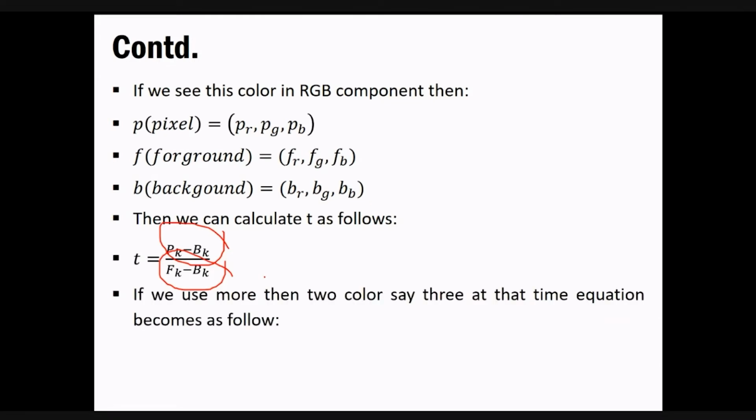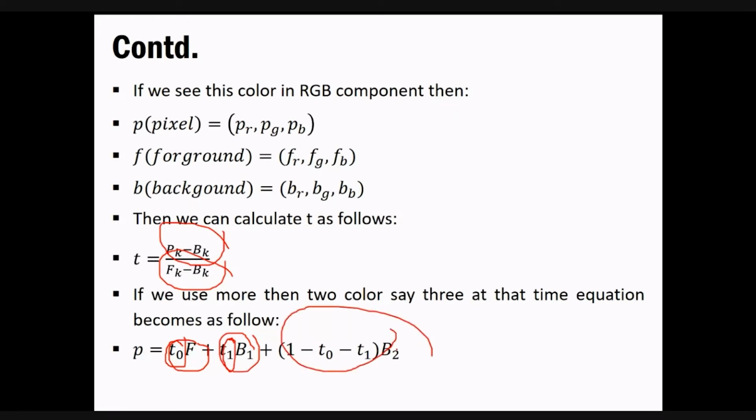Now if you don't want to give just one color and you are working with more than two colors, say three, then the equation becomes as follows. This is the T0 amount, the first thing that you are adding with the foreground color. Then we have another thing, the T1 amount of the second color that you are giving with the background color, and at the end you have the whole of this multiplied with the very first layer, which is denoted by B2.